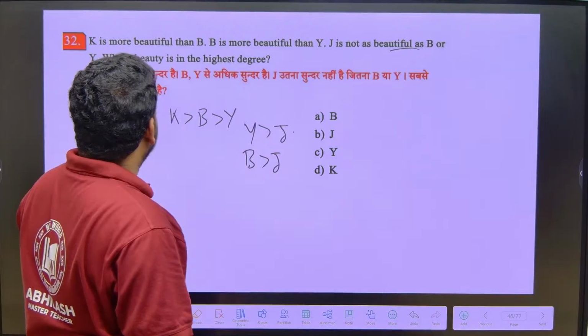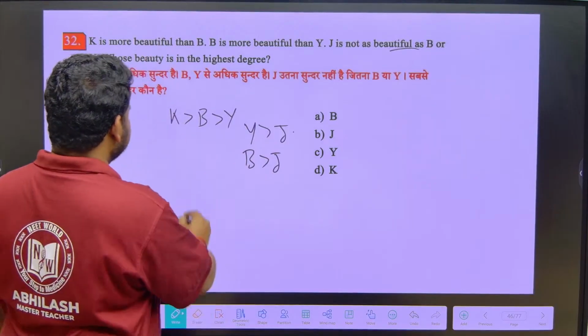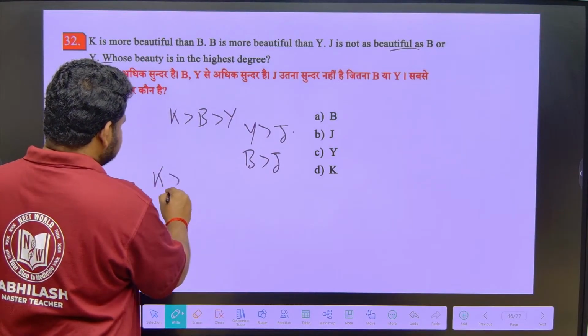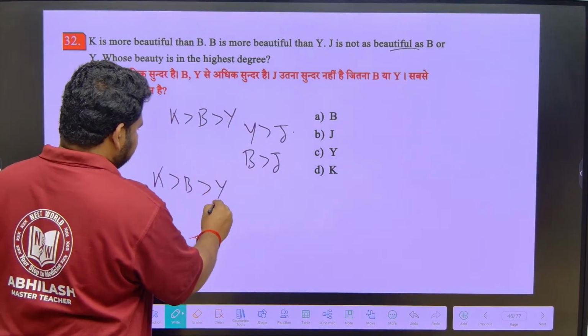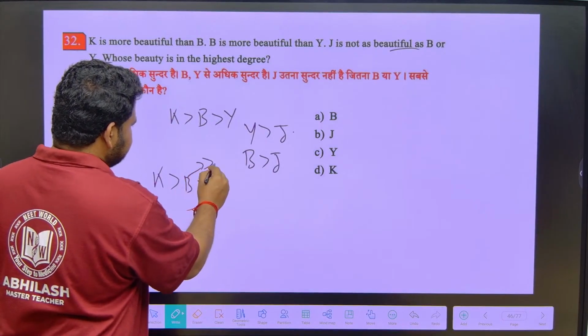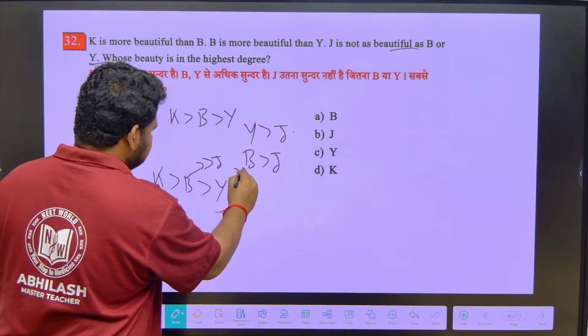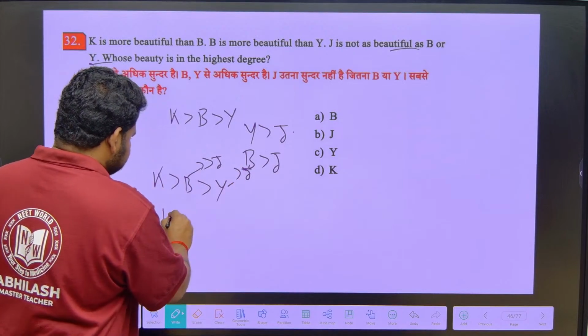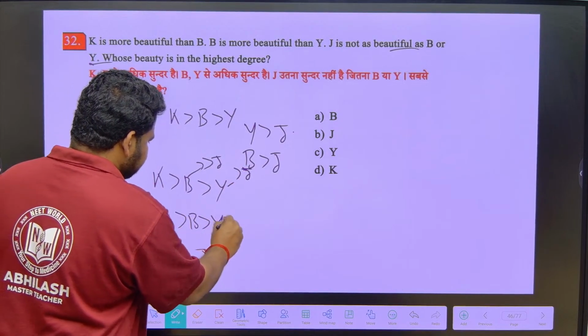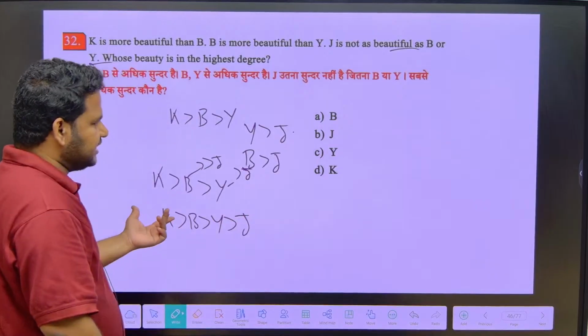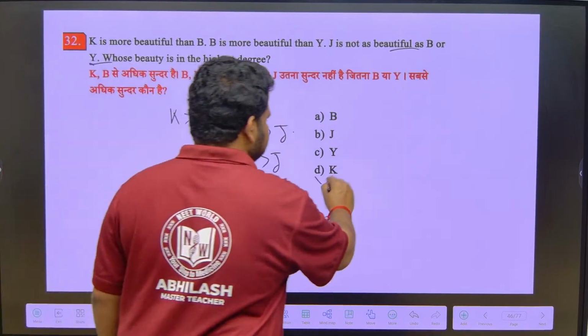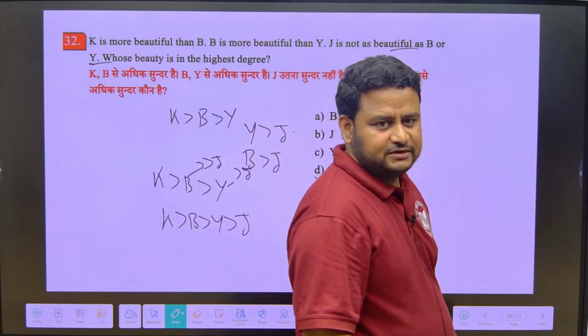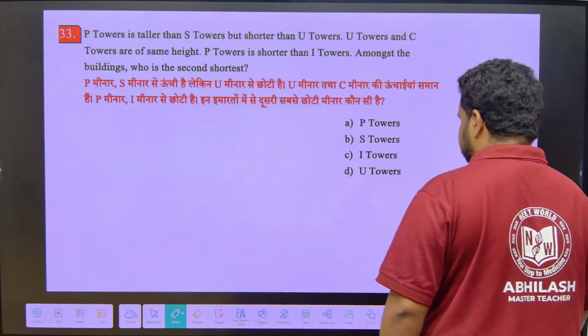Whose beauty is the highest degree? That means K is greater than B, B is greater than Y. But B is greater than J and Y is also greater than J. So K is greater than B, B is greater than Y, Y is greater than J. Out of this, who has the highest beauty? That is K. K has the highest beauty. Very simple comparison based questions.